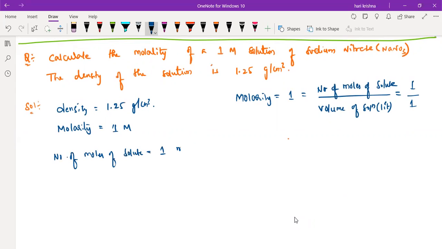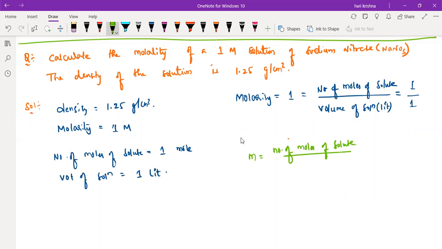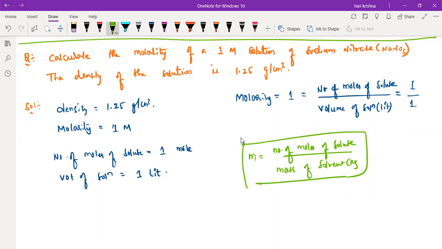Okay. Then volume of solution, how much? 1 liter. Fine. Now, what is the formula we have to use here? Small m equal to number of moles of solute by mass of solvent in kgs. Fine. We know density also. So again, from density, what will you get? We'll get the mass of the solution.